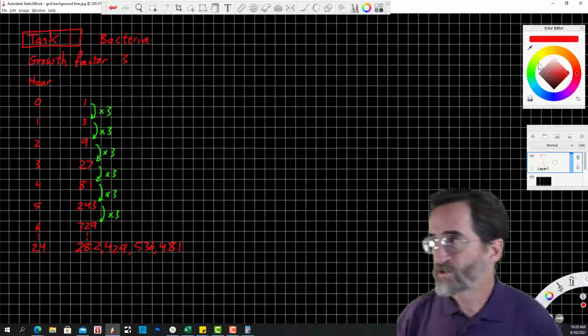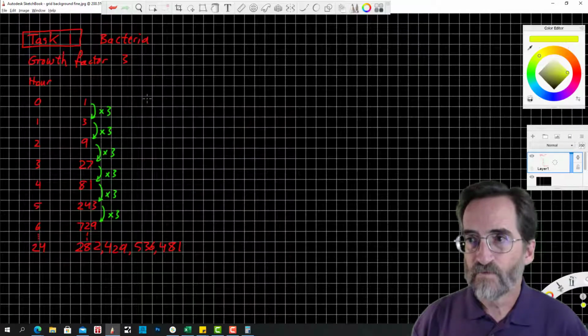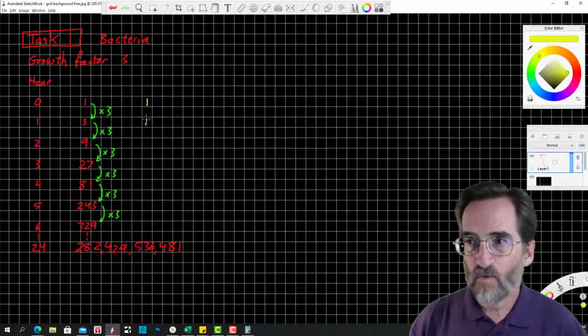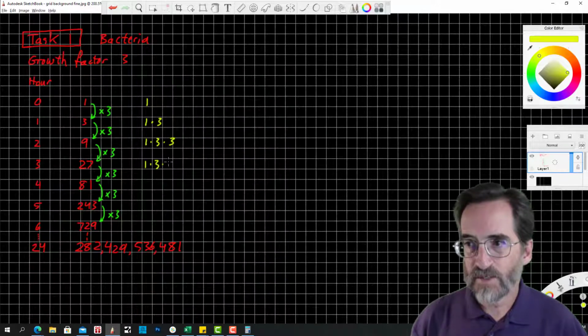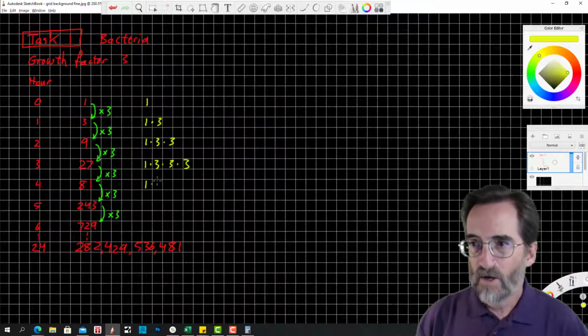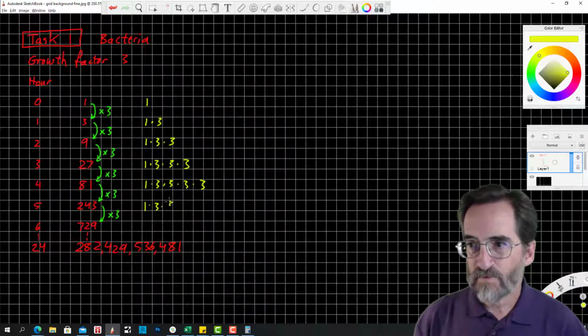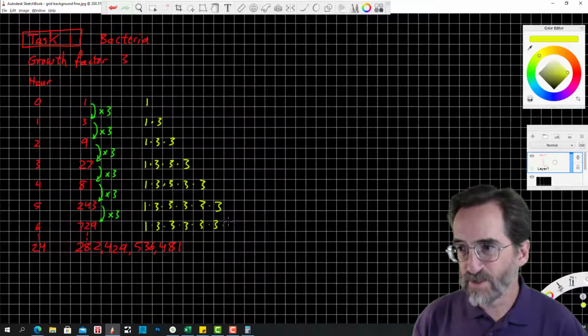So I want to examine this just a little bit further here. We can express each one of these as a math problem. The first one is 1. The second one is 1 times 3. The next one is 1 times 3 times 3. The next one is 1 times 3 times 3 times 3. We're just putting in another times 3 every single time. 1 times 3 times 3 times 3 times 3, and so on, up to 1 times 3 six times. Okay?